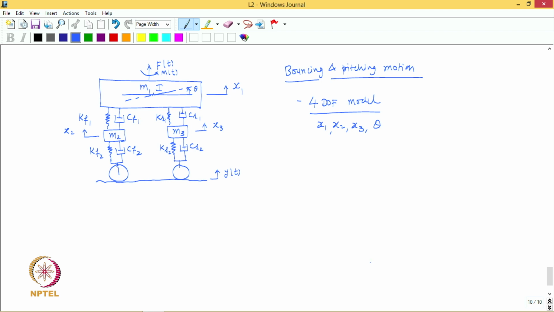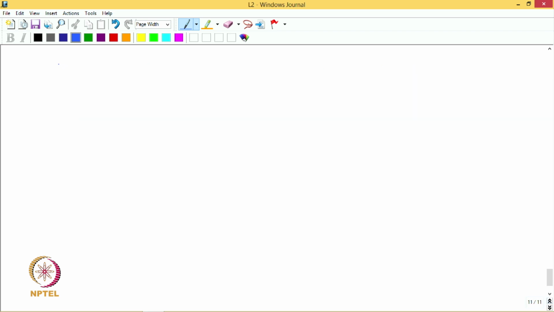Similarly, if our objective is to also predict the rolling motion, so if we want to predict bouncing, pitching, as well as rolling motion. Rolling motion is the rotation of the car body about an axis which is aligned with the direction of the movement.